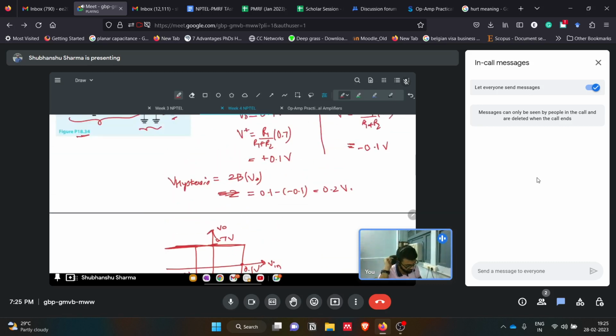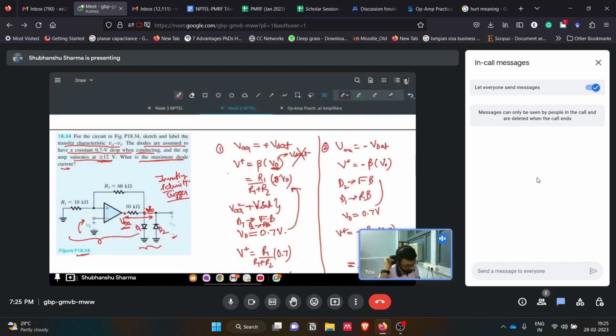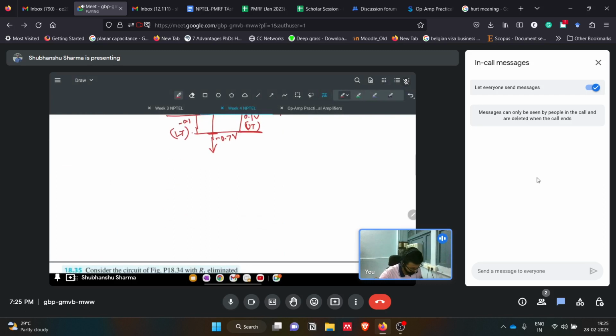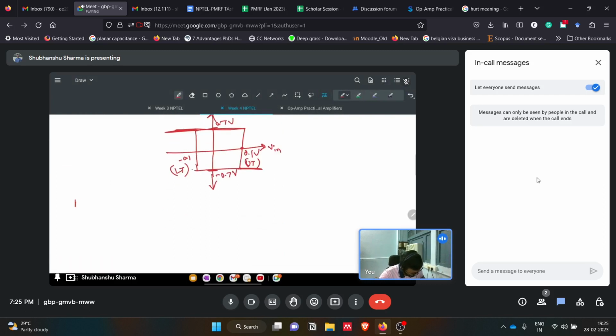Now again, they are asking for what will be the maximum diode current. So if we see what the maximum diode current can be, we can analyze the circuit at the output terminal. So we have 60K, this is the feedback resistor which we are giving. This 10K is at the output of the op amp, VOA. This is the output of the circuit, V naught.